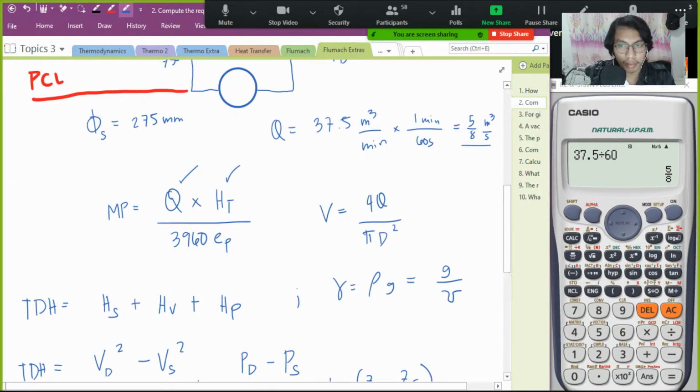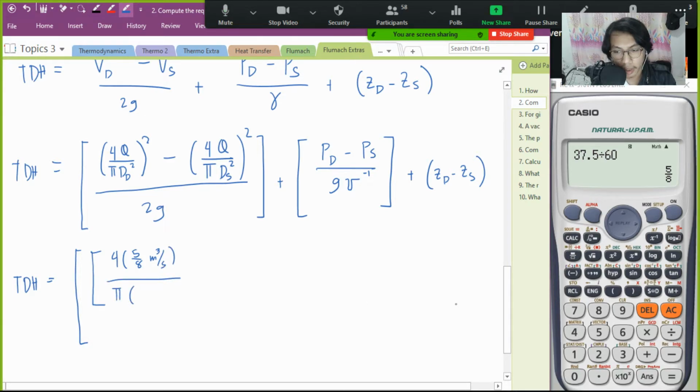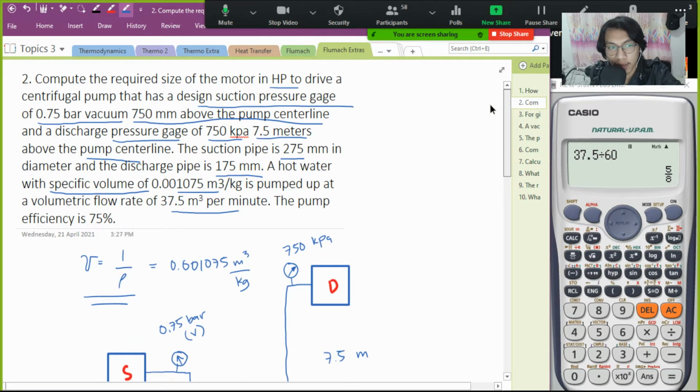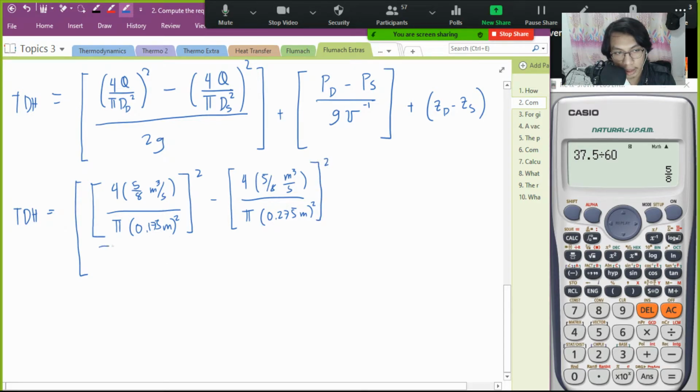So this is okay. Four times 5 over 8 meter cube in every second, divide by pi, tapos yung sa discharge, that is 0.175 kasi divide mo ng 1,000. 0.175 meter squared. And then, square mo yung labas. Minus 4 times 5 over 8 meter cube in every second, divide by pi over 0.275 meters. Square mo ulit. Then, don't forget, square mo yung labas. Divide by 2 times 9.81 meter per second squared.